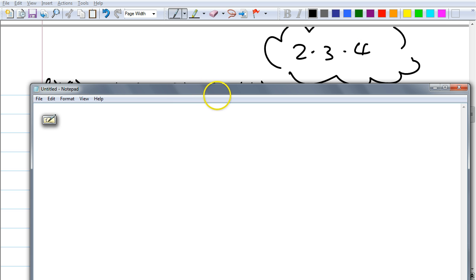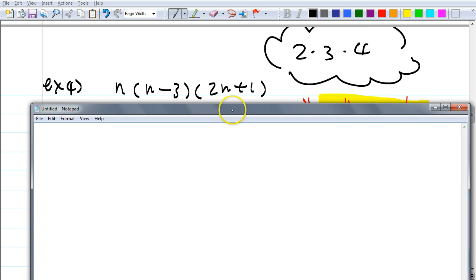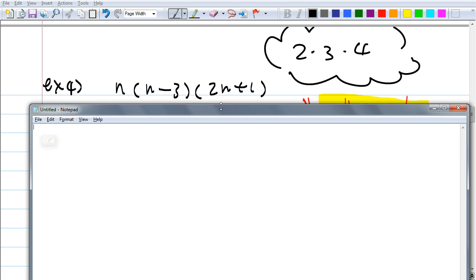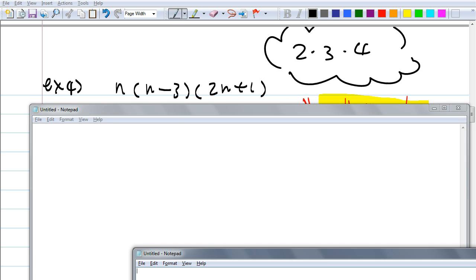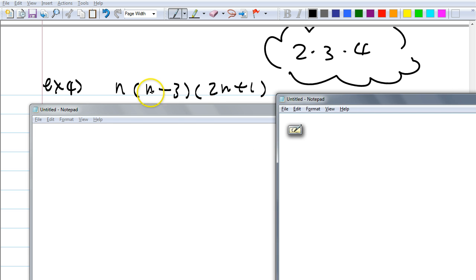So for 3 factors, if I ask you to multiply the binomials and a monomial, do you think I should distribute this n to n minus 3 and n to 2n plus 1? Then multiply the whole thing? No, that'll be wrong, right? You see what I mean? Why do you think I showed you this example, 2 times 3 times 4, even though it's pretty simple?